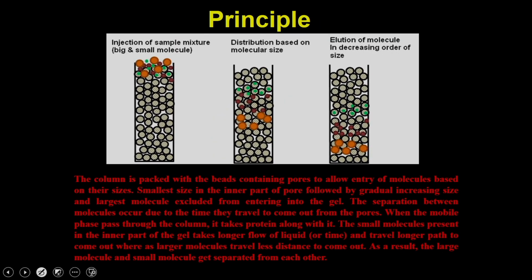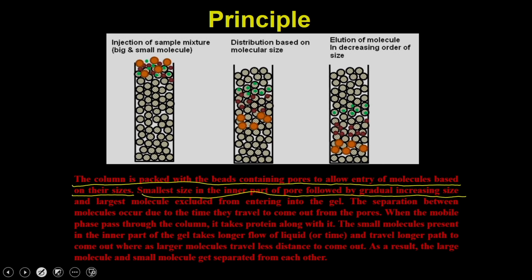So, this is what you will understand. This is just to explain the basic principle. In gel filtration, the column is packed with beads containing pores that allow the entry of molecules based on their sizes. The smallest molecules go into the inner part of the pore, followed by gradually increasing sizes, and the largest molecules are excluded from entering into the gel.